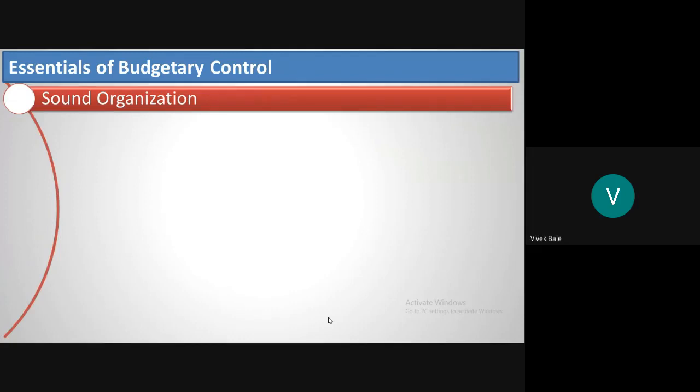First one is sound organization. Sound means good. A good organization is necessary to carry out the plans and policies of the management. The organizational structure should be in such a way that each one knows what the management expects from him and also his responsibility.